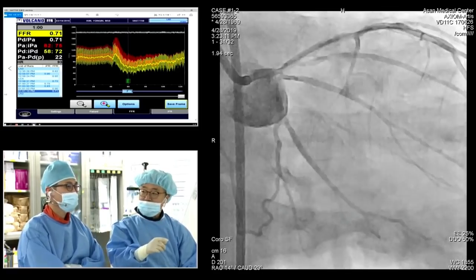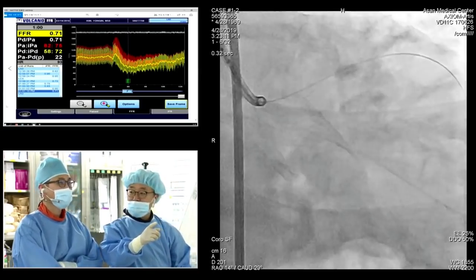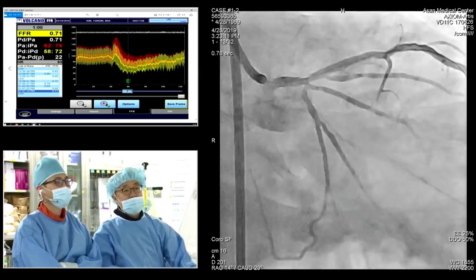Also, we checked the pre-intervention IVUS. Could you show us from the LAD to the left main? Okay.